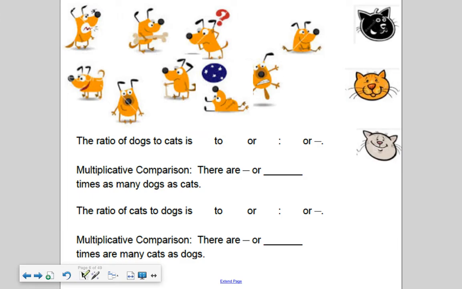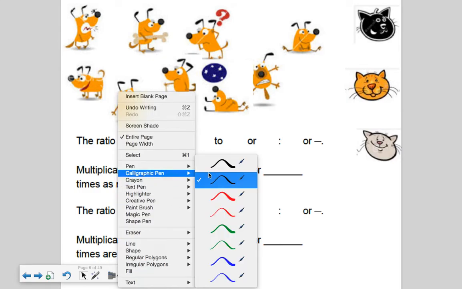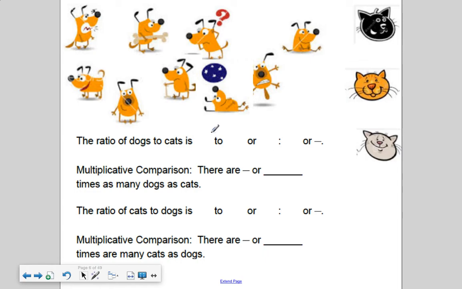So the ratio of dogs to cats is blank to blank. How many dogs do I see here? 1, 2, 3, 4, 5, 6, 7, 8, 9. So there are 9 dogs. How many cats do you see? I see 3. So the ratio of dogs to cats is 9 to 3, or 9 colon 3, or 9/3.